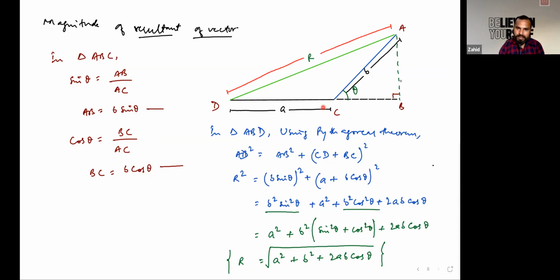Now, like the complete triangle AD, R is the hypotenuse. We have calculated AB as perpendicular and the base as the whole BD. So using the Pythagoras theorem, I have just defined all the values and got this result.